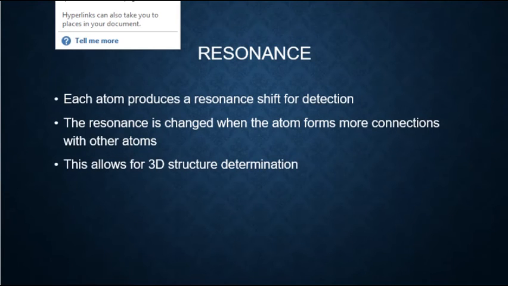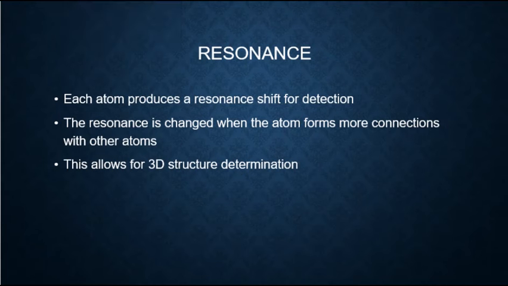Each singular atom produces sufficient resonance shift to be traced by NMR machinery, and this is greatly dependent on and affected by the effective magnetic field at the nucleus. This resonance changes as an atom forms more connections with other atoms. We can draw upon these resonance patterns to begin to understand the details of a molecule's 3D structure and the functional groups that form it.